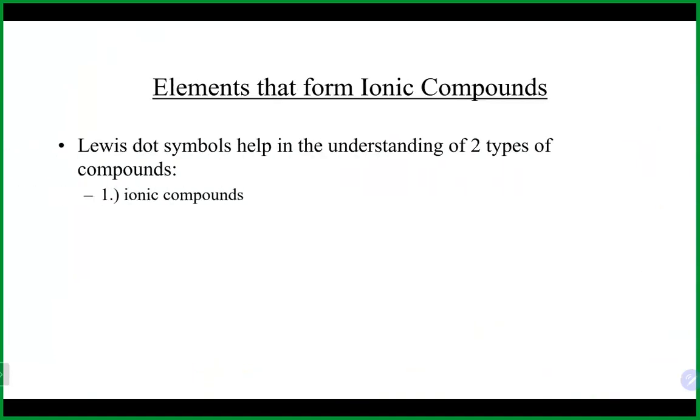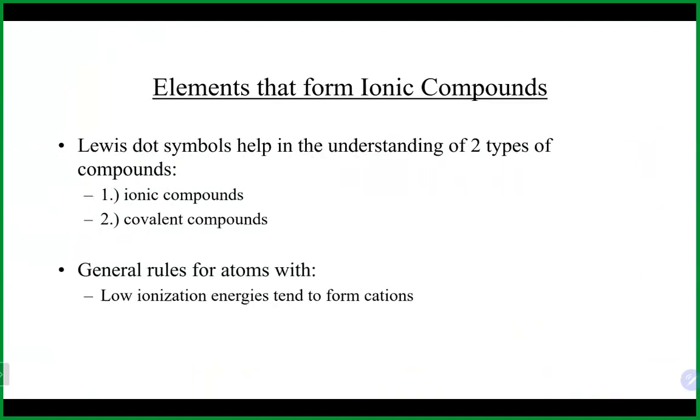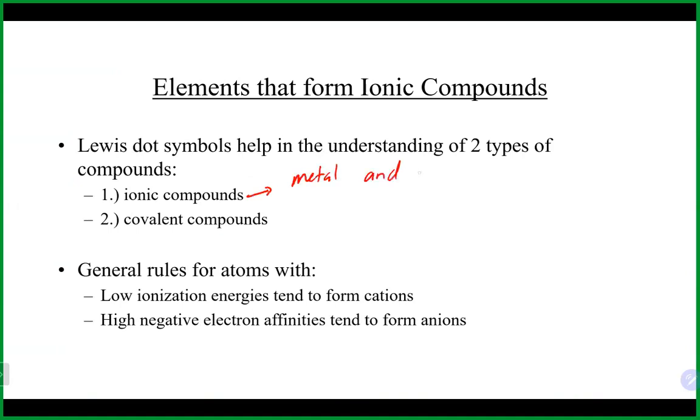So as I said before, we could use these Lewis dot symbols to help us understand bonding. And once again, ionic bonding is always between a metal and a non-metal. And pretty much if you see that combination of a metal and a non-metal together, you could call it an ionic bond. You don't have to worry about it.